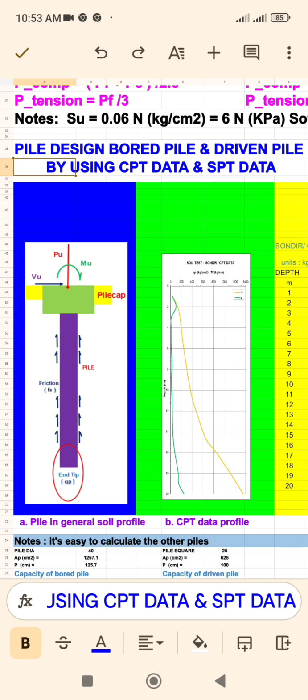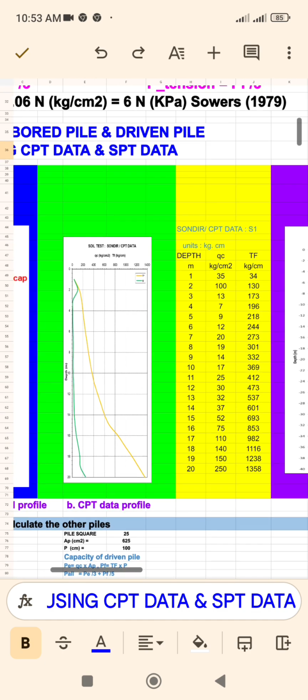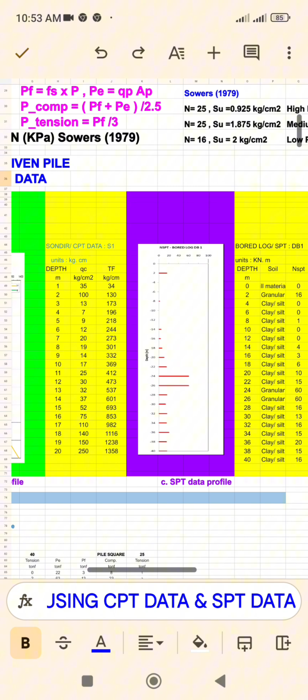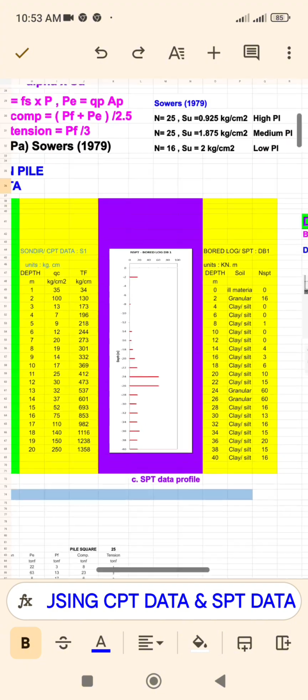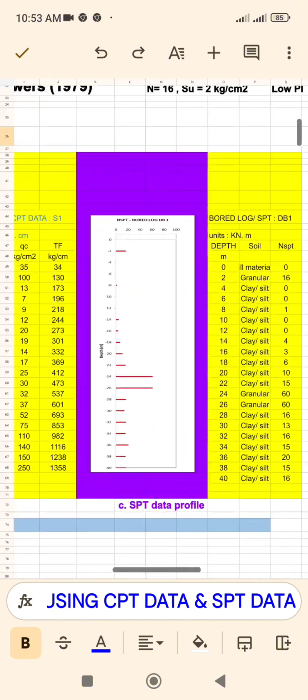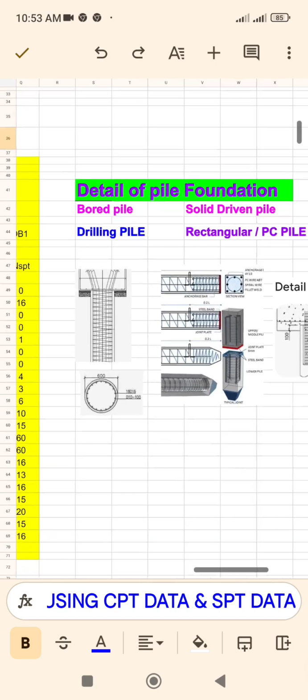CPT data is usually used for low-rise buildings less than 6 stories. And SPT data we use to design high-rise buildings. I want to explain one by one.